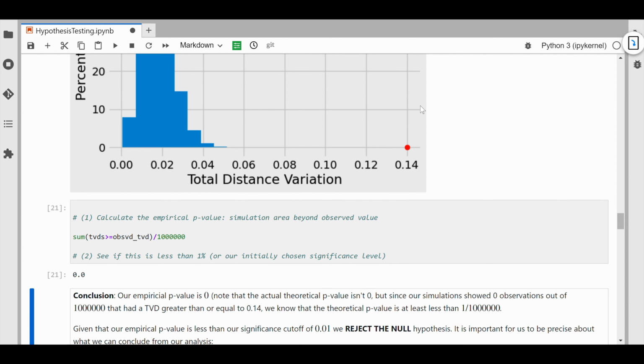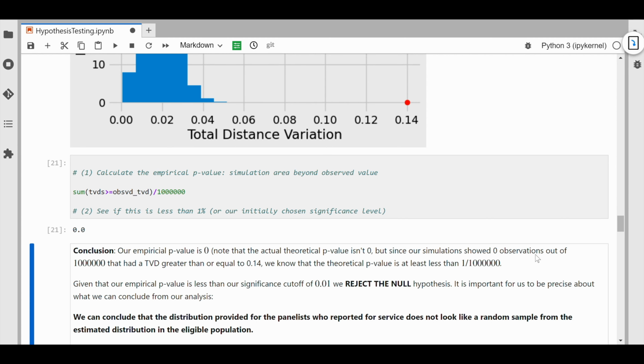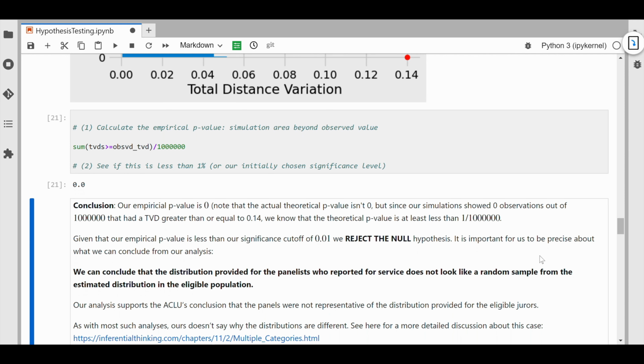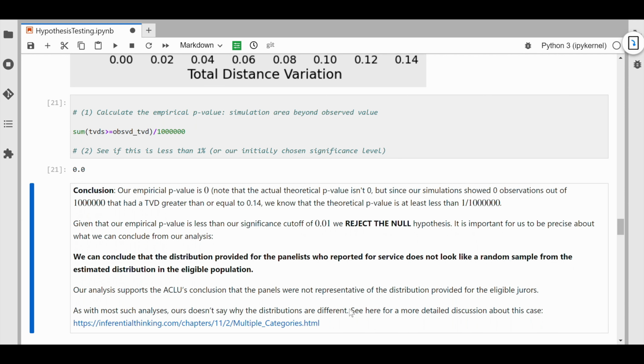So that is going to tell us, based on this, that we reject the null. Our data is consistent with the alternative, that the jury panel was not representative of a random selection from the eligible population. So this does support the ACLU's conclusion that the panels were not representative, but it doesn't say why. And so we're going to talk a little bit more about that on the slides, but I will point out that there's a lot more information at the link in the textbook.